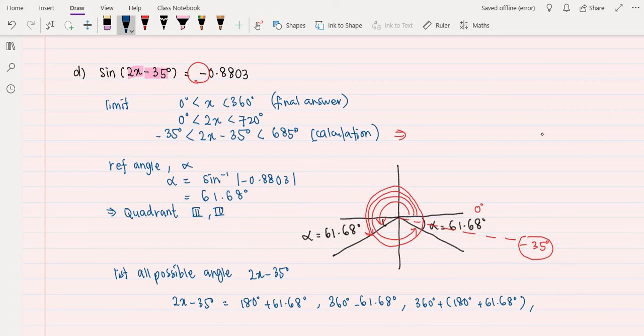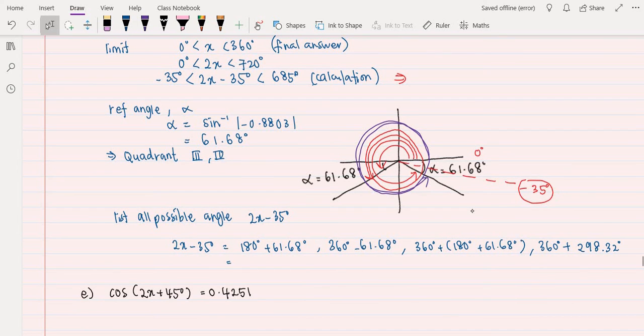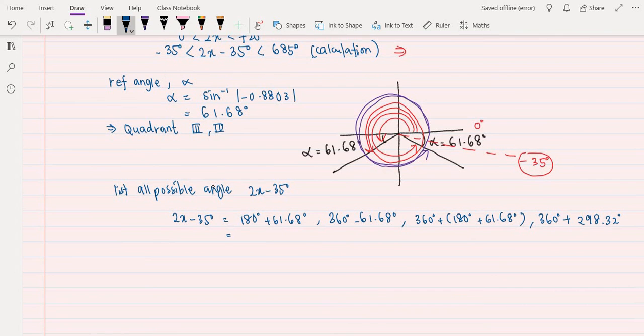And then for the last one, I'm going to use a different color. We go from 0 degrees, one full rotation, and then continue up to the angle in the fourth quadrant, which gives 360 degrees plus the second angle, which is 298.32 degrees. Now I just need to calculate everything. My angles are 241.68 degrees, 298.32 degrees, 601.68 degrees, and the last one is 658.32 degrees.